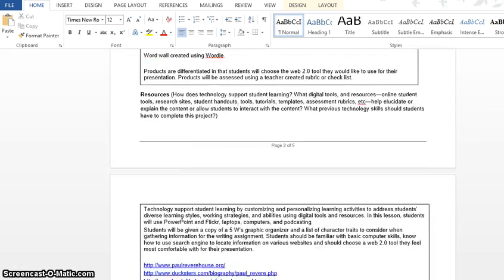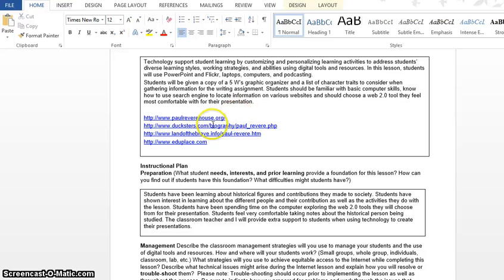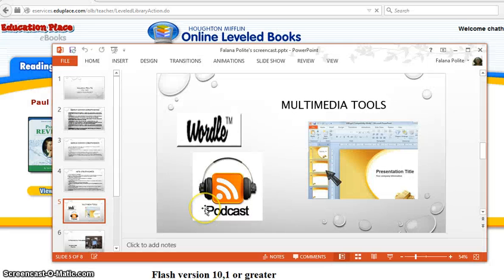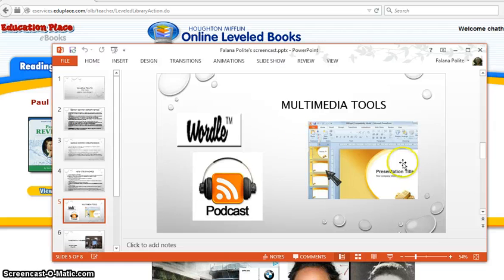Here is the lesson plan, and here are the websites that I gave permission to my students to access to conduct further research. With that information, students used it to create a PowerPoint presentation or a podcast. They also created a word wall using the computer program Wordle.